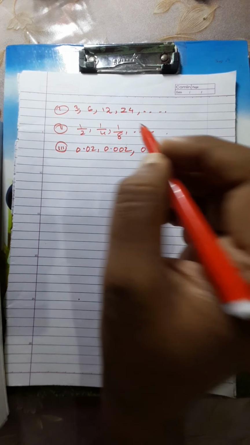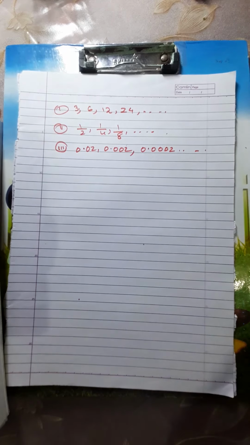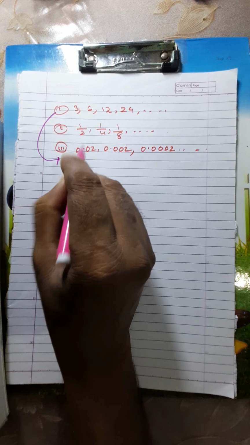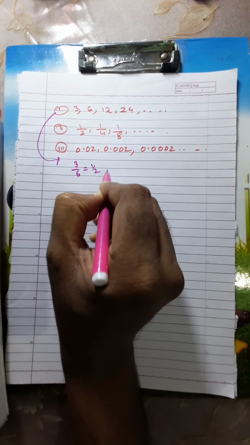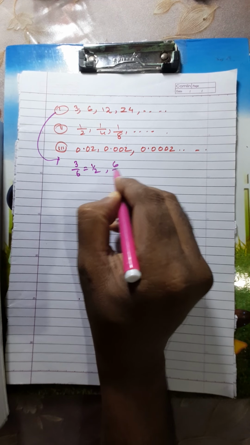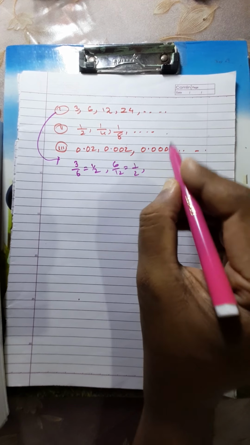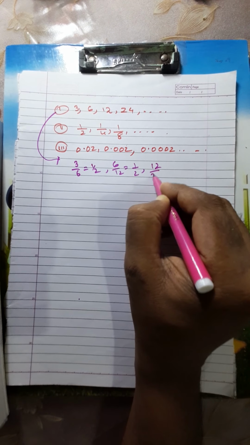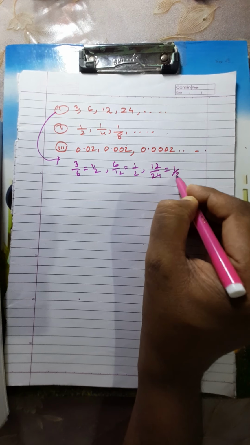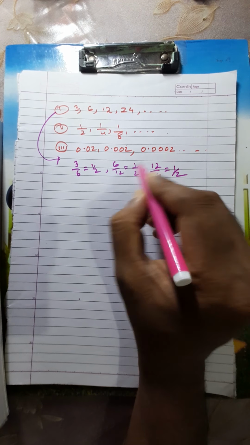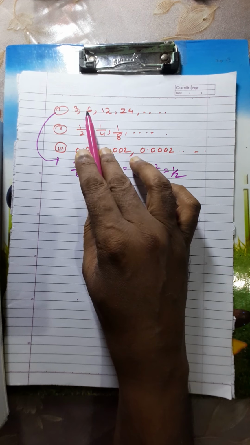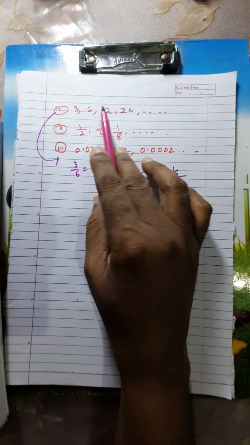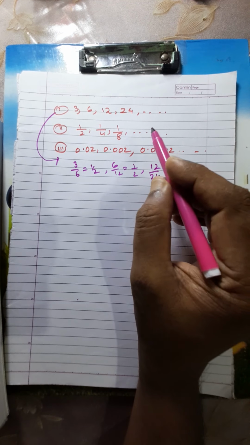So here, in the first case, see the ratio between the first two terms, 3 by 6 is equal to what? 1 by 2. Then 6 by 12, what will we get? 1 by 2. Then 12 by 24, what will we get? 1 by 2. Or 6 by 3 is 2, 12 by 6 is 2, 24 by 12 is 2. In this also you can get.